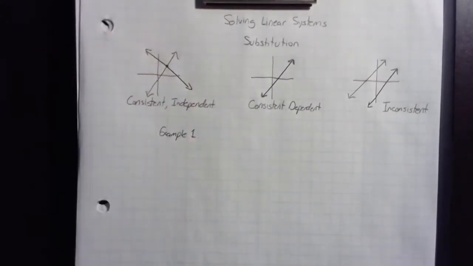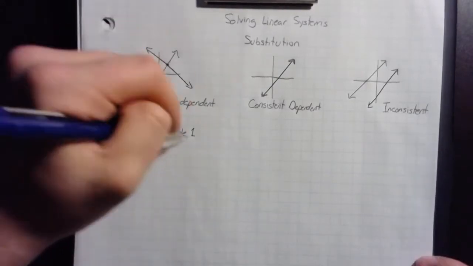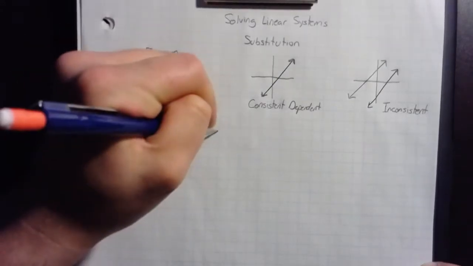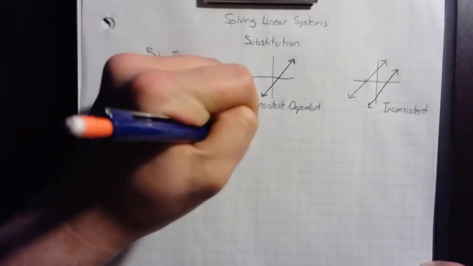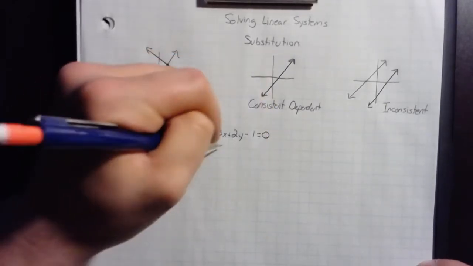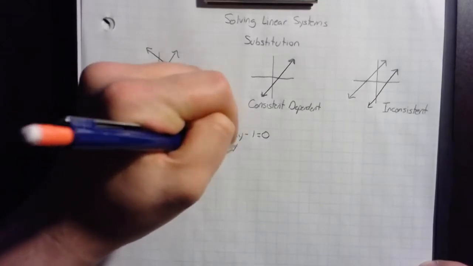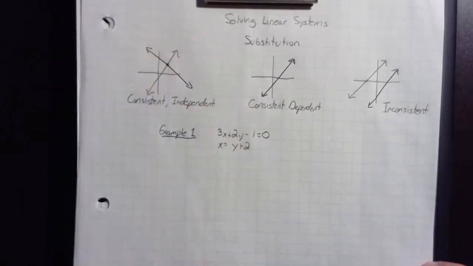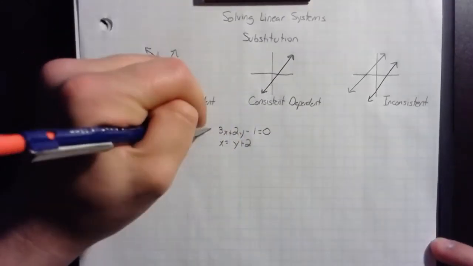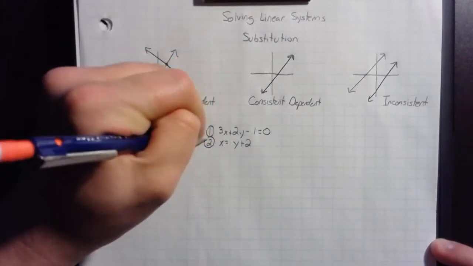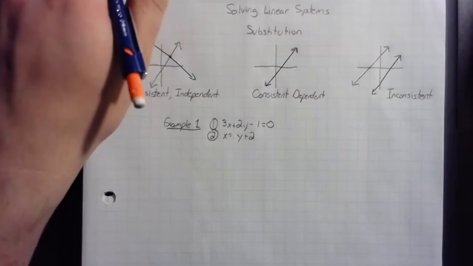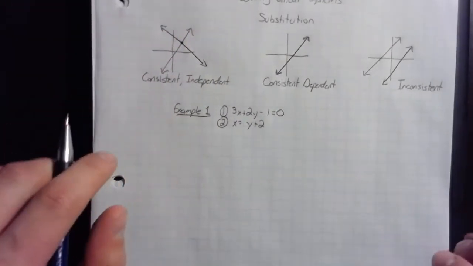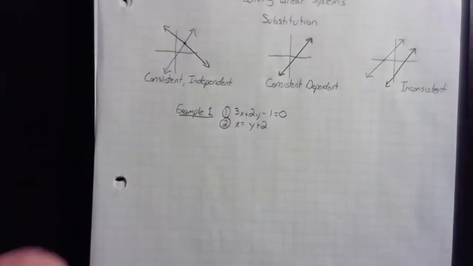So example number 1. Let's look at 3x plus 2y minus 1 equals 0, and x equals y plus 2. What helps me out is I like to number my equations, and that way it makes my method a lot cleaner. There's less likelihood of me making a mistake.